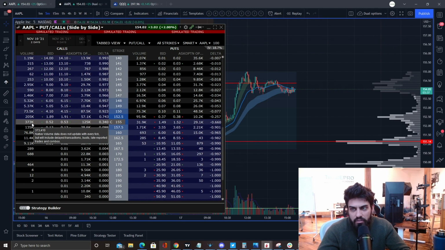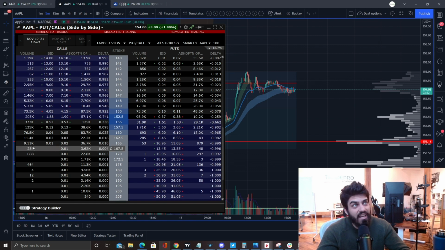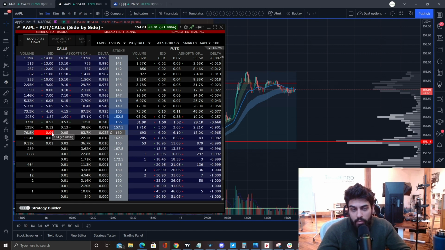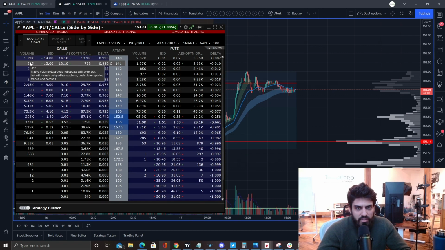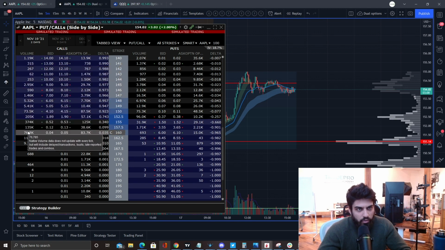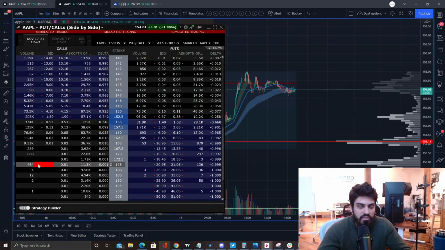Now, yeah, they could be sellers. But there were other indications, like the chart volume and order flow, to mention some, that were indicating that these are probably buyers of this strike. If you hover over the volume, native volume data does not update with every tick, but includes delayed transactions, bust, late reported trades, and combos. So it's not going to tell you these are buys or sells, but it gives you the amassed volume for that one specific strike and expiry.